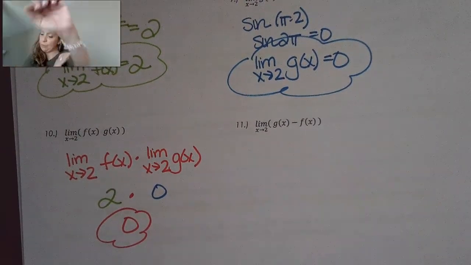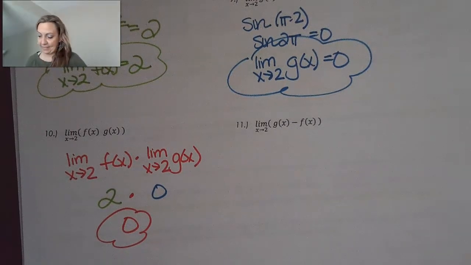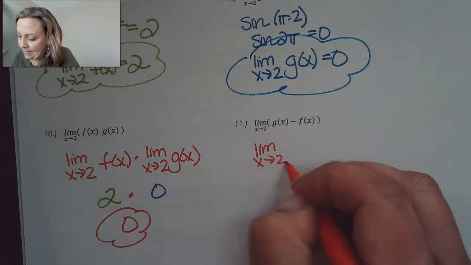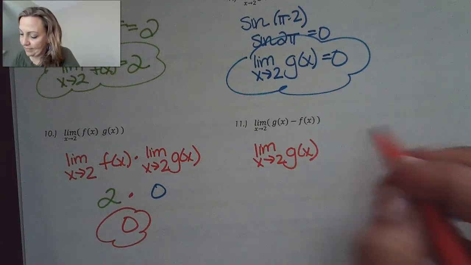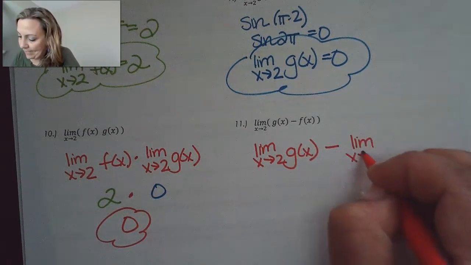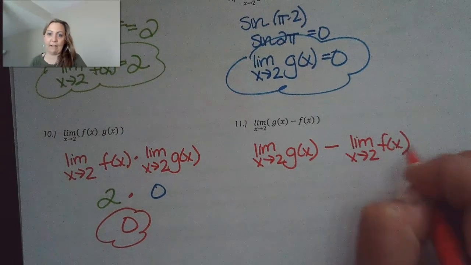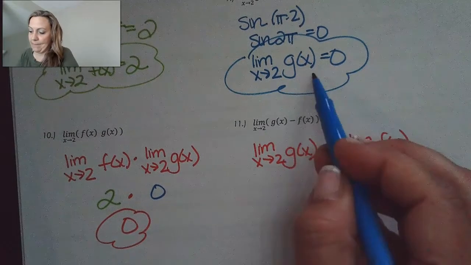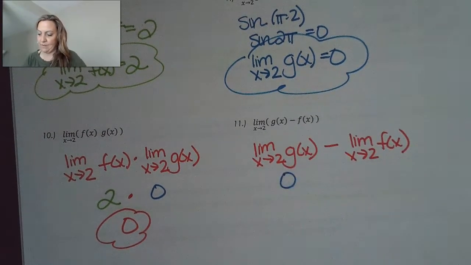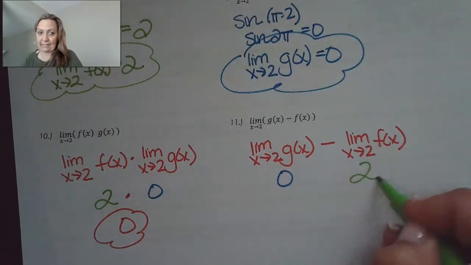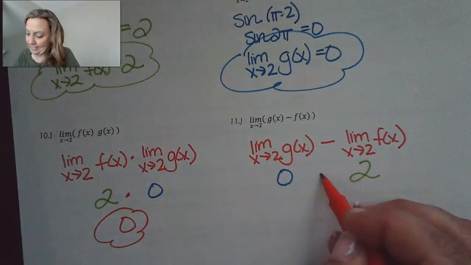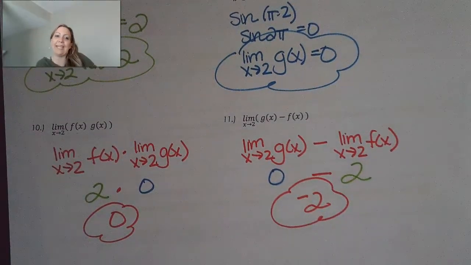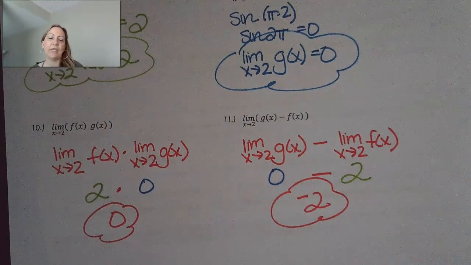How about the limit as x approaches 2 of g of x minus f of x? Well, again, because it's a difference, we can take the limit as x approaches 2 of g of x, and then subtract from it the limit as x approaches 2 of f of x. Well, I know from number 9 that this gives me 0, and from number 8 that this gives me 2, and so then I can subtract, and that would give me negative 2. So those properties can be pretty handy, so that way you don't have to worry about recreating other functions.